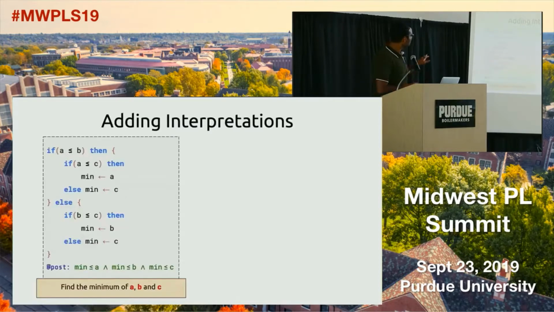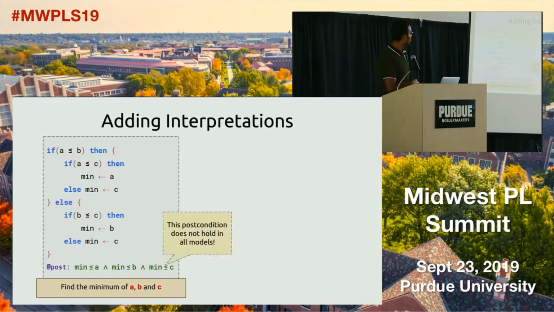This example tries to search for the minimum of 3 elements A, B, C. So it says if A is less than or equal to B, and if A is less than or equal to C, then assign A, otherwise assign C. And in the second branch, it says if A is less than C, and so on. The postcondition says that the min is less than or equal to A, and is less than B, and it is less than C.